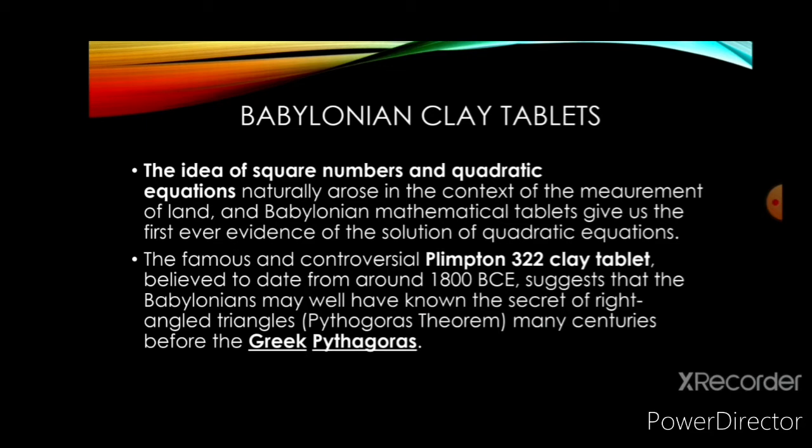And there is a very famous and controversial Plimpton 322 clay tablet, believed to date from around 1800 BC, which suggests that the Babylonians may well have known the secret of right angle triangles, that is, the Pythagorean theorem, a squared plus b squared is equal to c squared, many centuries before the Greek Pythagoras.